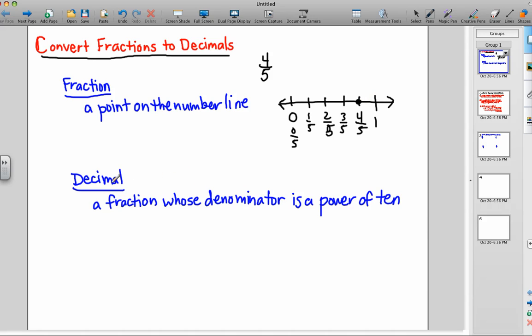Okay, a decimal is a fraction whose denominator is a power of 10. So therefore, it's a fraction whose denominator is a power of 10. So it could be 10. This could also be a decimal, 1/100ths. The third power of 10 is 1,000, and I could keep on going on. Okay?